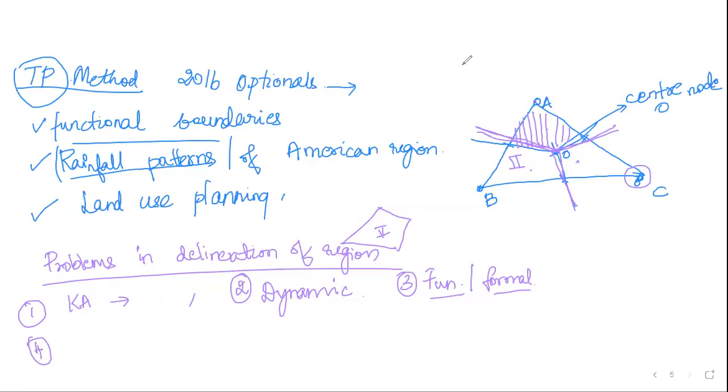Okay. Fourth important problem is the gravity model problem. What is the problem in gravity model? Suppose, let's say, gravity model problem or gravitational analysis problem.